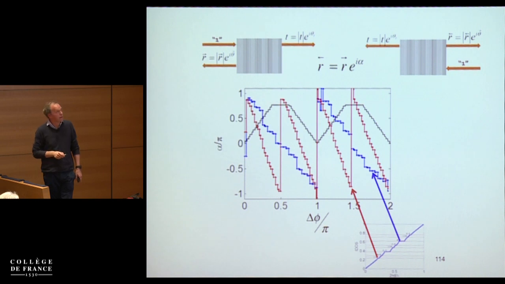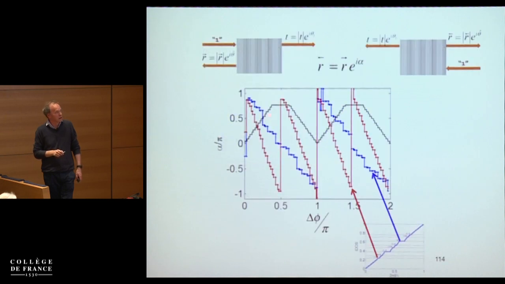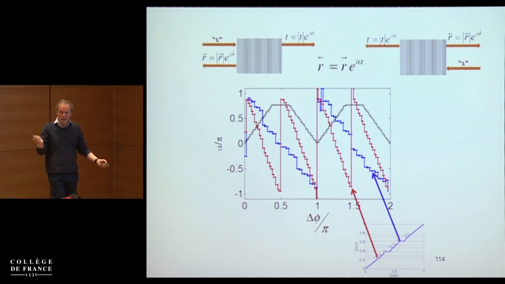And you see that, again, at palindromicity, there are no such states. Okay? So what we saw is that this alpha, this chiral angle, defines the spectral deviation from palindromicity. First of all, it depends on the Chern number in the gap. Second, it depends on the frequency in the gap. It's a spectral quantity. Third, it depends on the structural phase angle, delta phi. And finally, it does not saturate, unlike structural palindromicity. What I mean by this is that here we have the saturation, but this angle does not saturate. Okay, it can go up to pi. So it does not depend on the fact that we have a tau or another irrational.